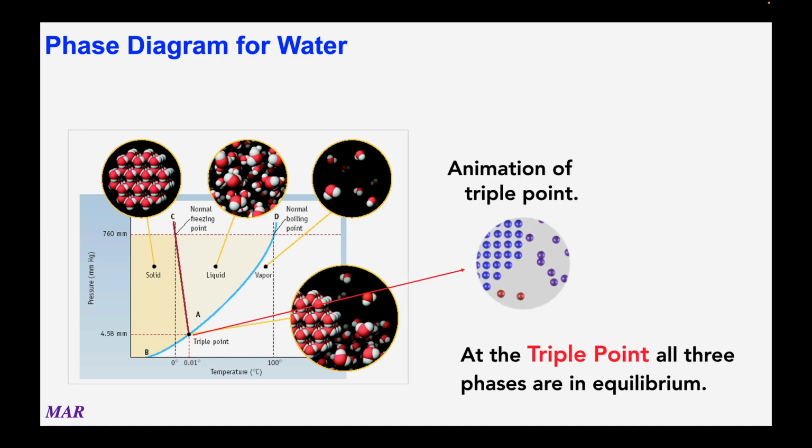However, all substances also have what's called a triple point, and triple points have all three phases present at the same time.